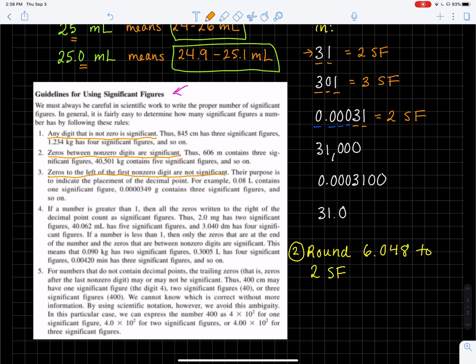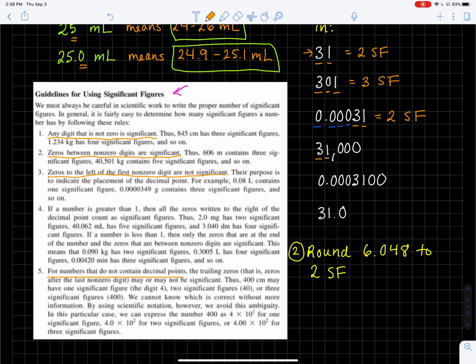Let's look at our next number here. So 31,000, these two are significant. All right, so this actually, I went out of order here just to mix things up. This result corresponds to the 5th one here. For numbers that do not contain decimal points, that's this one. There's no decimal point in this number.